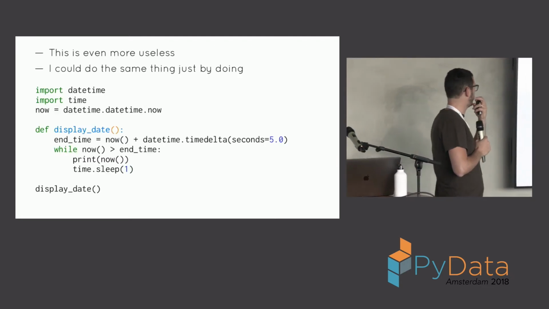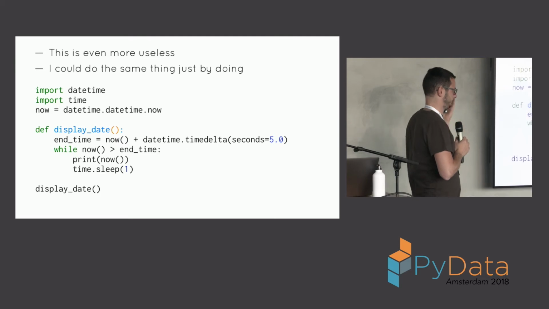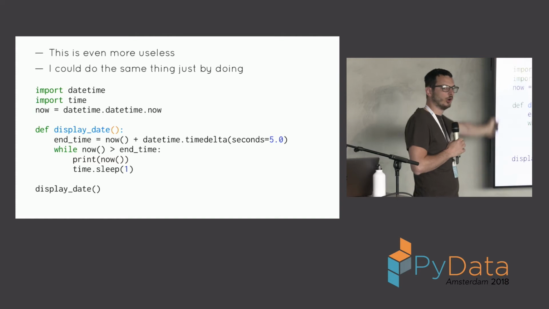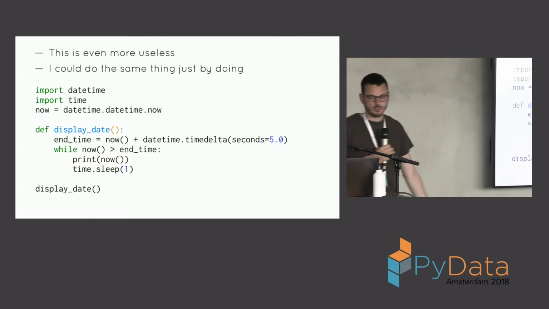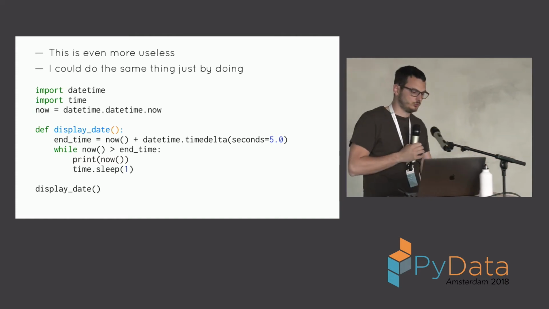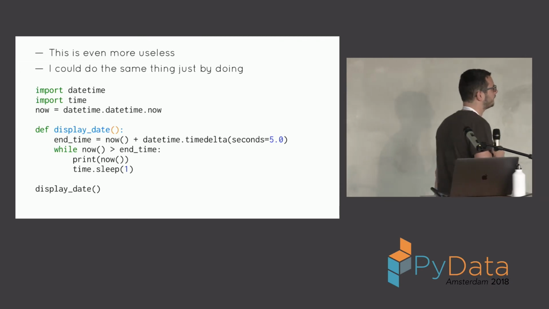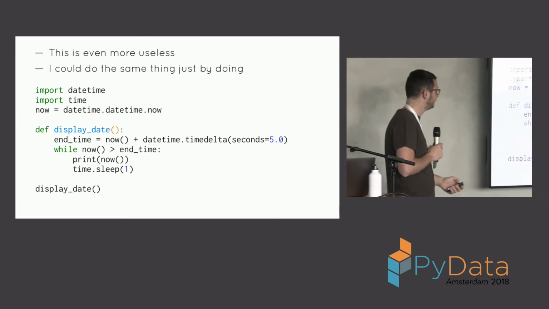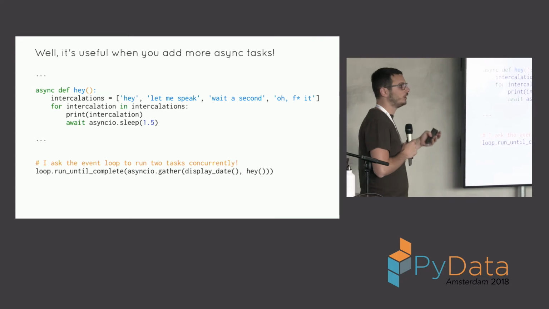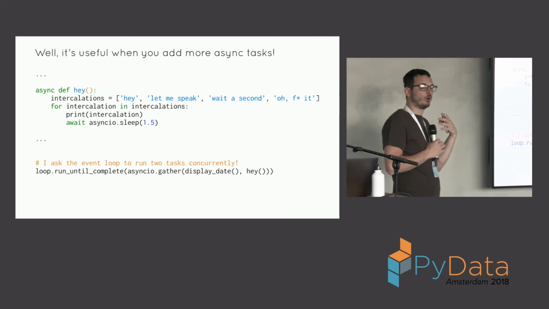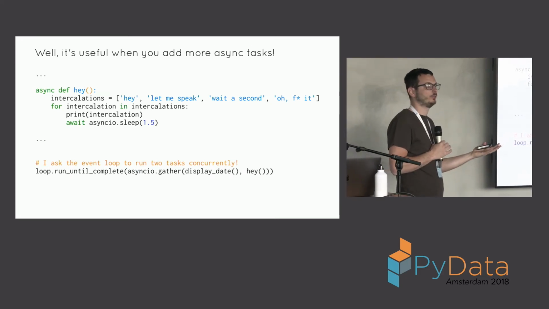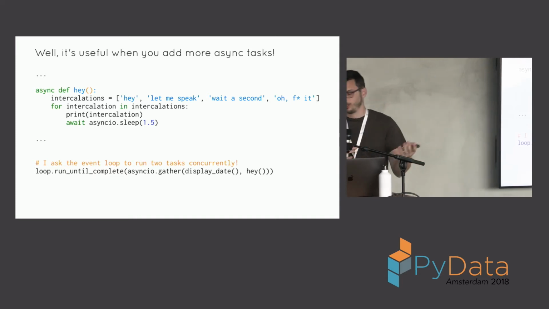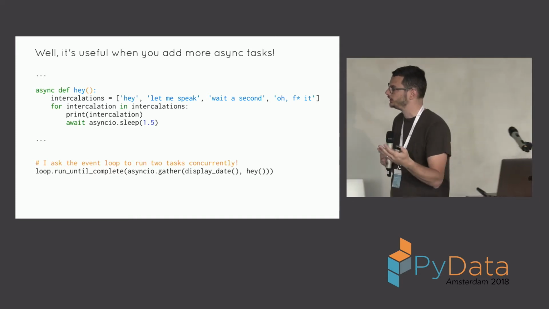But of course, it's even more useless, because if I just want that, I can just write this function here without Asyncio, and it basically does exactly the same thing. It waits 1 second and prints the current time. Well, of course, it's only useful if you have more than one task going on. If you have a single thing and single threaded, then you don't need Asyncio.